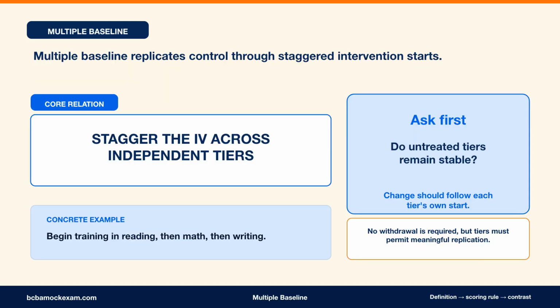Multiple baseline replaces withdrawal with staggered replication across separate tiers. The tiers might be people, behaviors, or settings. Each tier begins in baseline, but the intervention starts at a different time. Experimental control becomes more convincing when the untreated tiers remain stable and each tier changes only after its own intervention begins. The stagger matters because it gives us repeated predictions. If the intervention is responsible, later tiers should not change early.